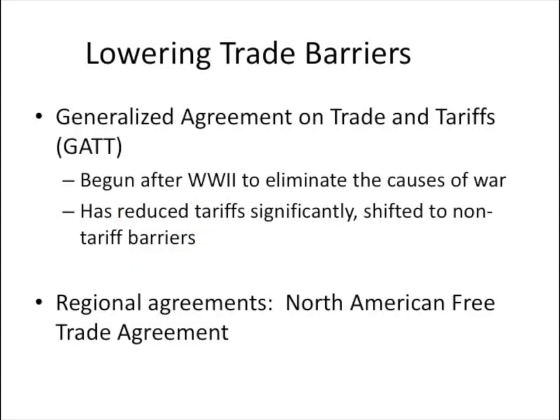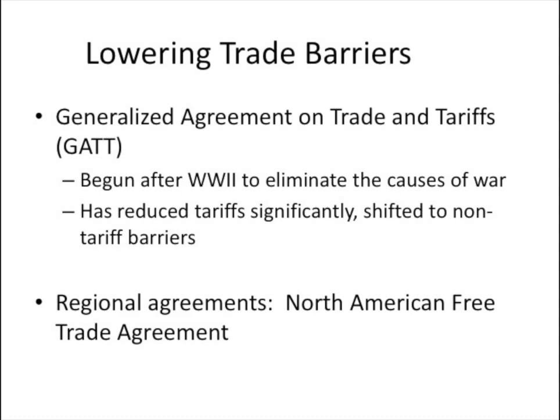Over time, particularly since World War II, there has been emphasis on reducing or lowering trade barriers. And that really began after World War II because it was believed if we could lower trade barriers and have more trade between countries, we would have less chance of war. That is, as countries depended on one another more through trade, we would see less chance that they would go to war because that would be counterproductive.